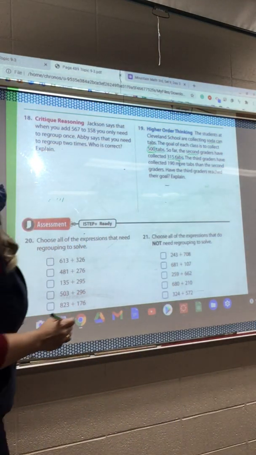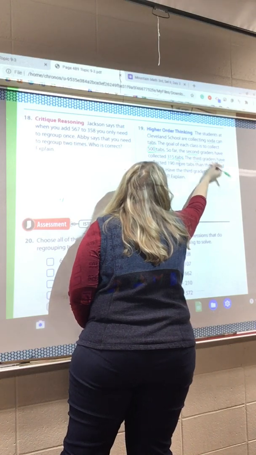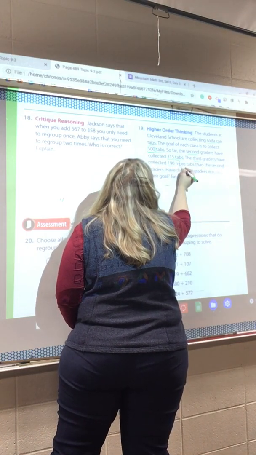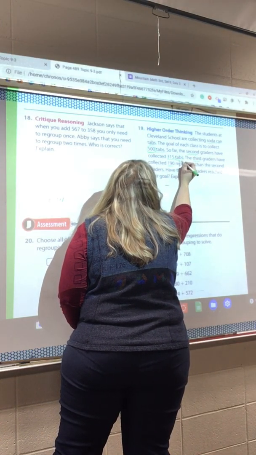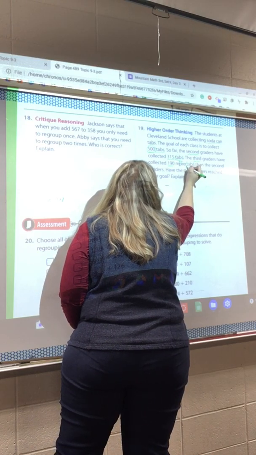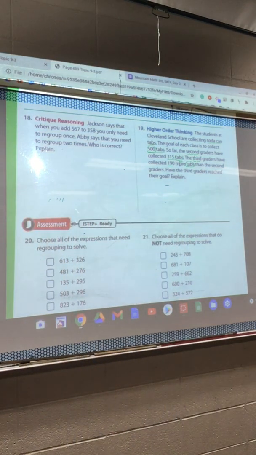The third graders have collected 190 more. That's a plus. Remember, if we have more, we're going up. More than the second graders. Have the third graders reached their goal?